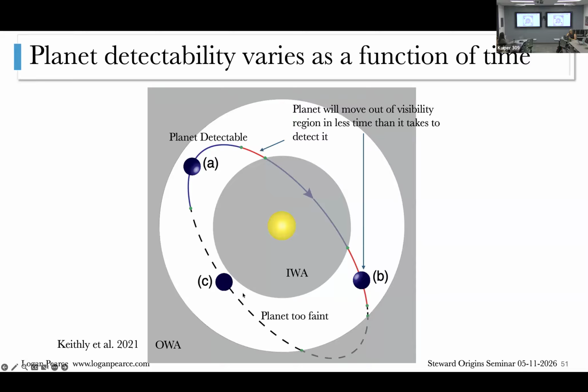So in this hypothetical example, this dotted area is where the planet is too faint because it's at like a crescent phase to be detectable. The red area is where the planet will move into an inaccessible region in a faster time than it takes to observe the planet. And so this planet in this example would only be detectable when it is here in this part of the orbit. So in order to detect this planet, you have to know when it's going to be here and for how long. So it means you have to know the orbit really well to be able to do that.